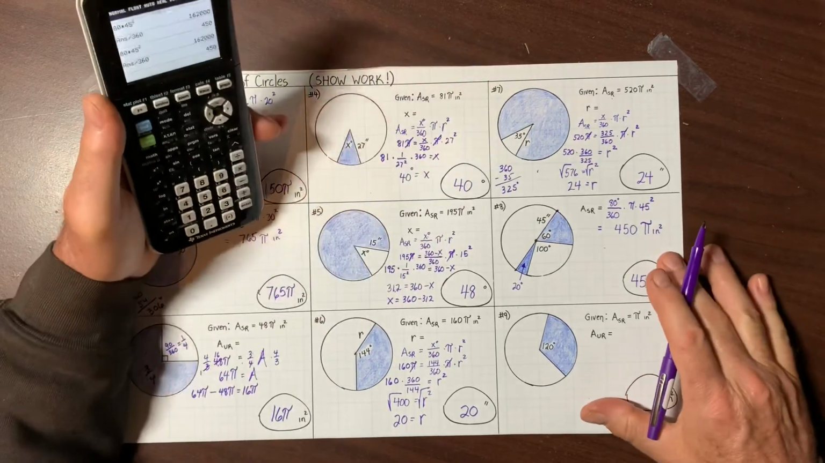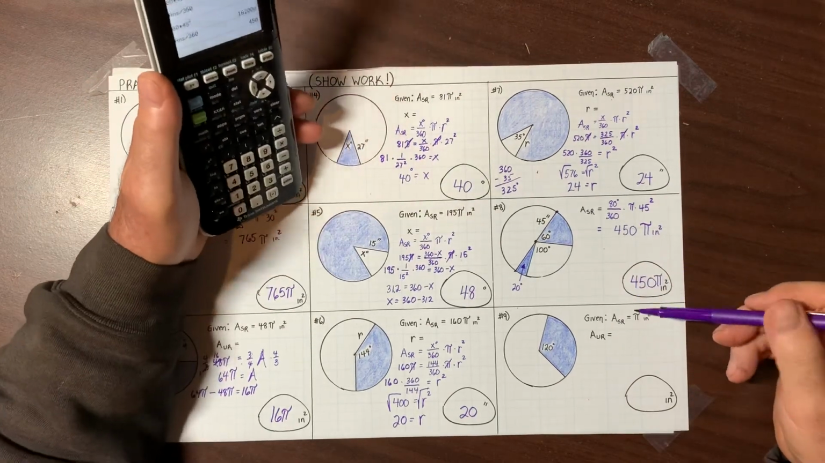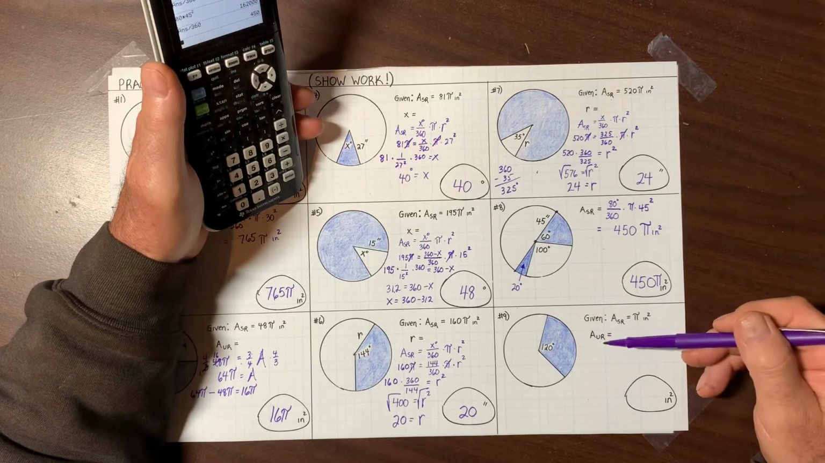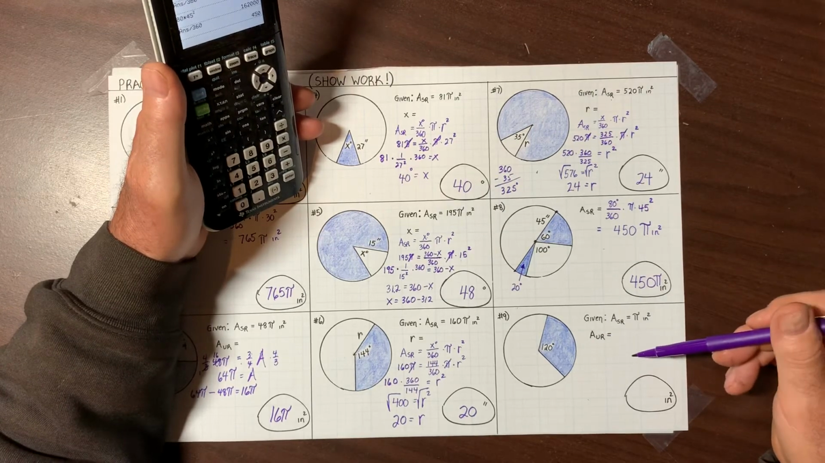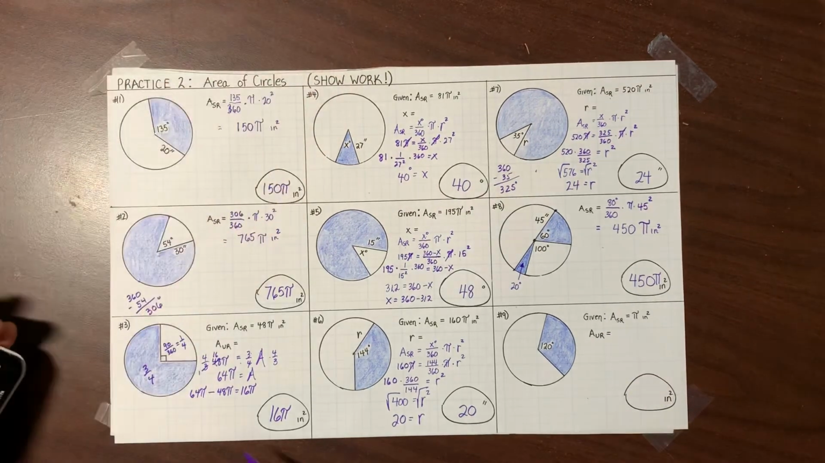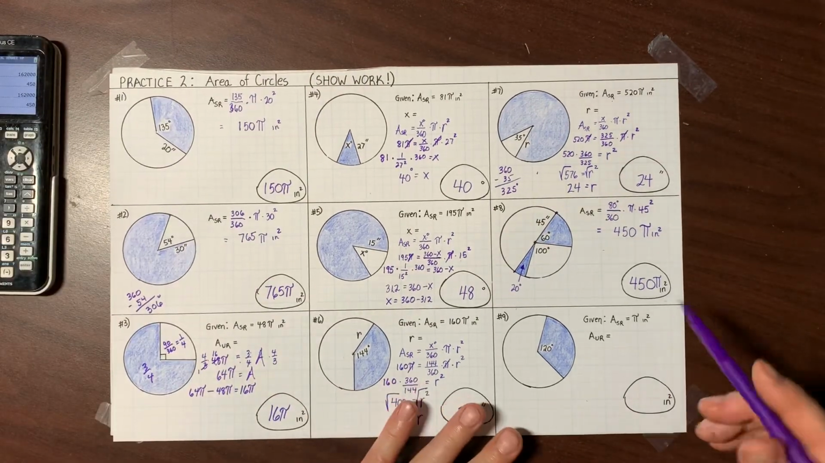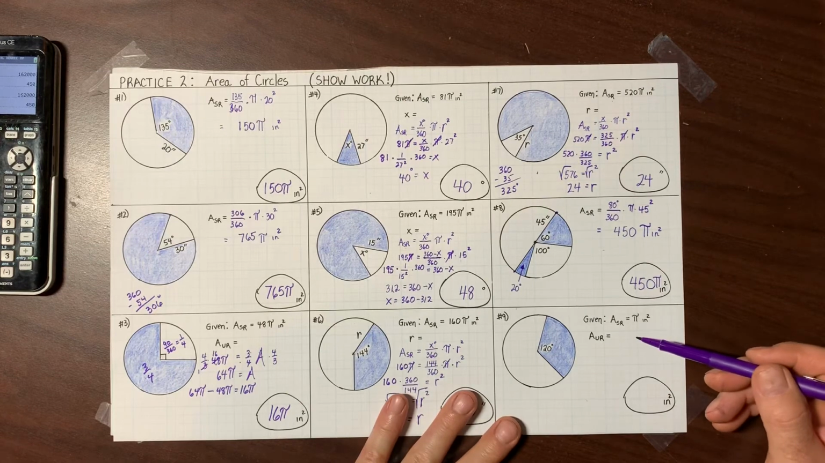All right, one more to do. Let's look at number 9. We know that the area of the shaded region is pi, and we're asked to find the area of the unshaded region. Well, this problem is similar to problem number 3. It's a little different. It's not really difficult at all. It just makes you think a little bit.